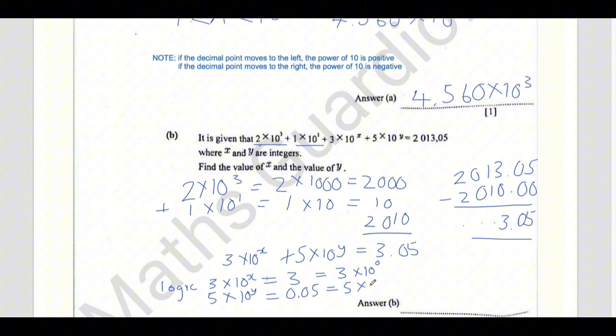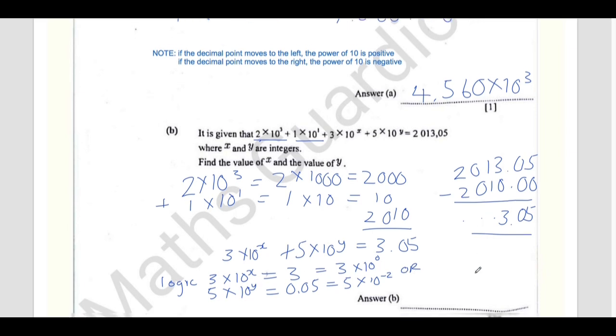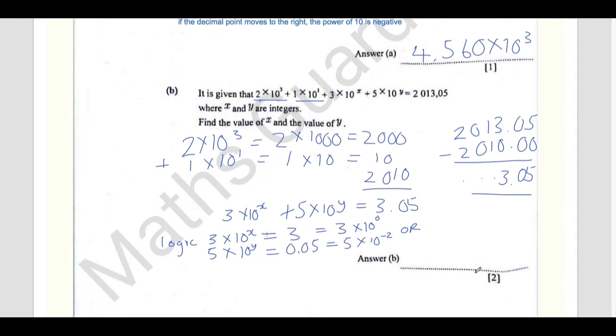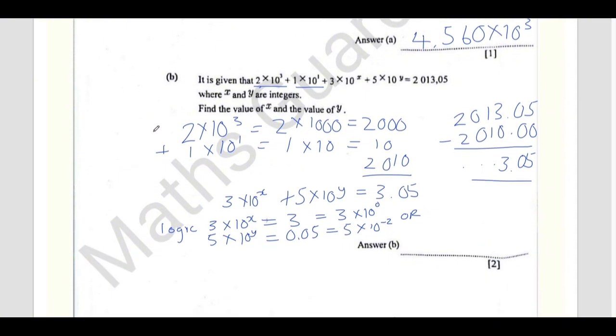Okay, so in this case, you can see that it's already clear. We can just now equate the powers of our two sides. 3 times 10 to the power x is equal to 3 times 10 to the power 0. Since 3 is equal to 3, 10 is equal to 10, it must also imply that x is equal to 0. Or, in the second one, 5 times 10 to the power y is equal to 5 times 10 to the power minus 2. That must also mean that if 5 is equal to 5 and 10 is equal to 10, then y is equal to minus 2.